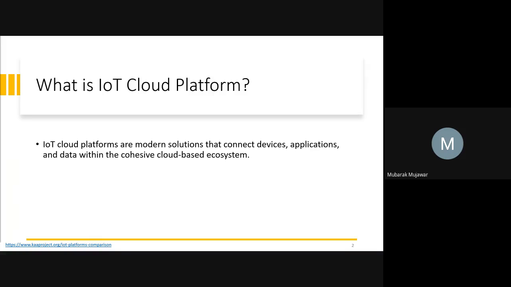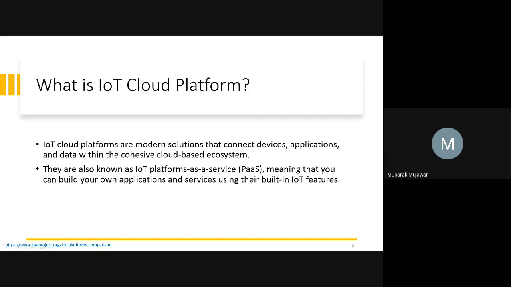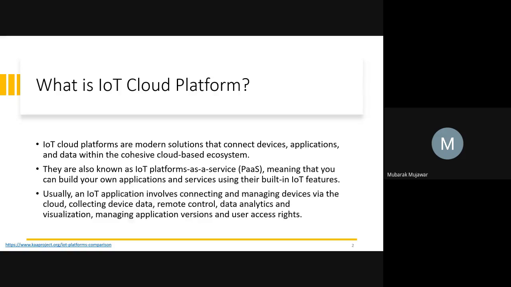Now, there are multiple cloud-based platforms, and they provide specific services. One of the services which IoT platforms provide is platform as a service, which means that you can build your own applications and services using their built-in features. One of the examples is AWS IoT. They have a plethora of different features, so it is just drag and drop and connecting everything together.